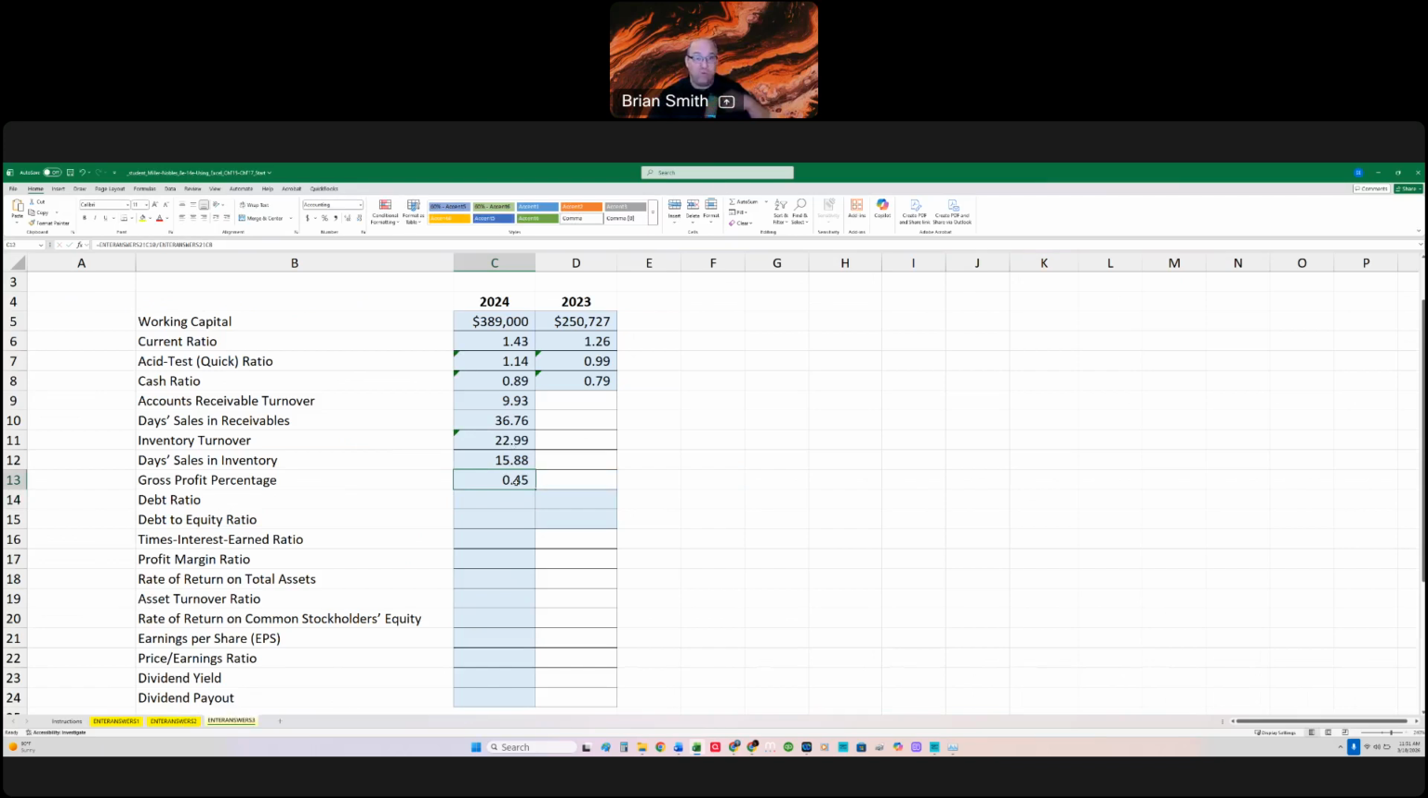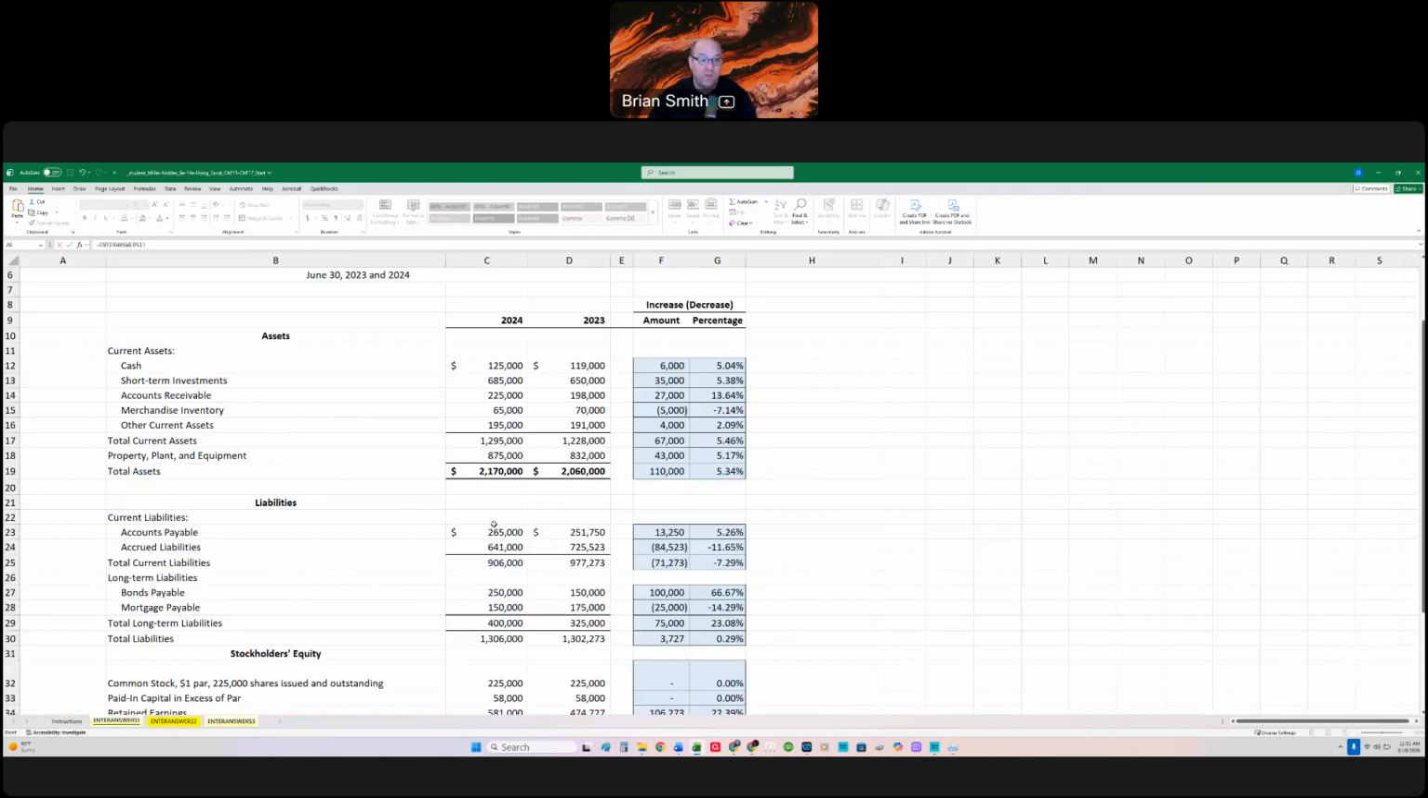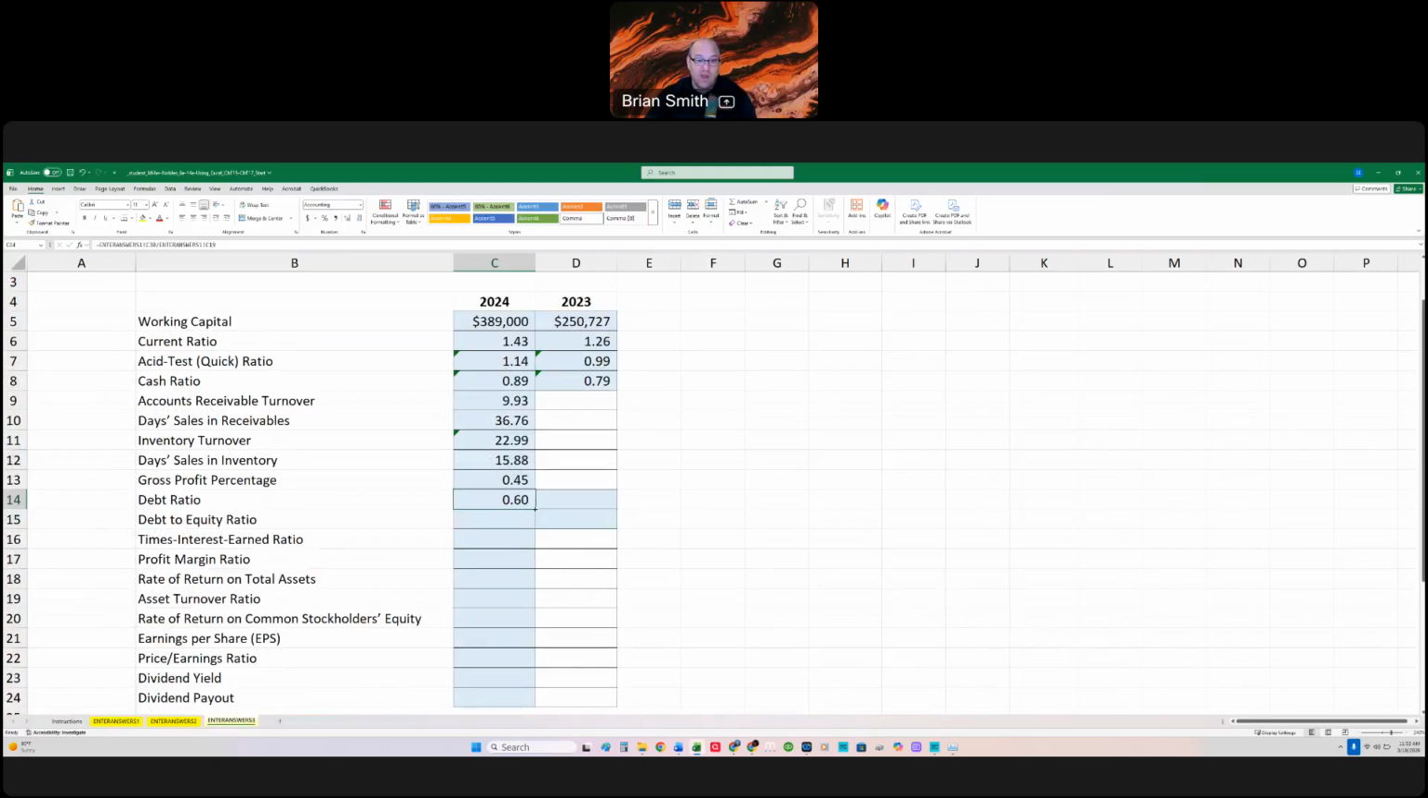Debt ratio. We are going to take in cell C14. Debt ratio is calculated by taking total liabilities, dividing it by total assets. So let's go to enter answers 1. Total liabilities divided by total assets for 2024. Hit enter. And then just drag this over to the right. Okay, there's your formula. Pause the video to check it out.